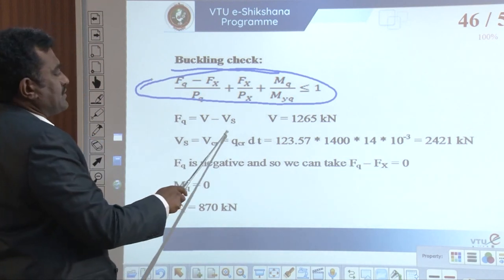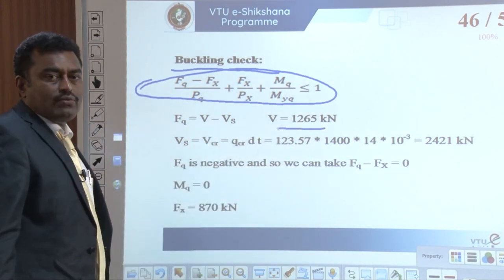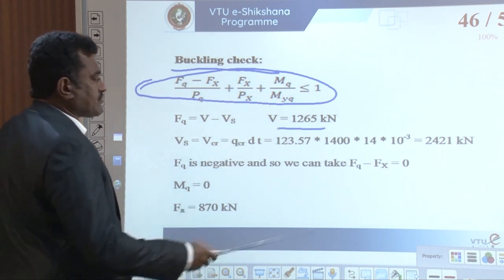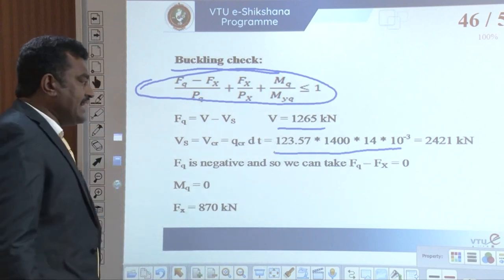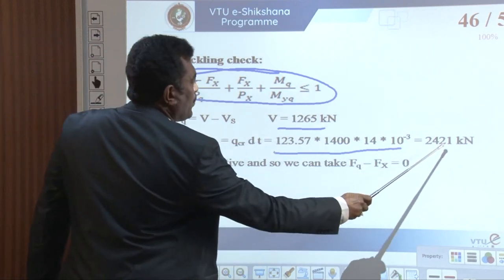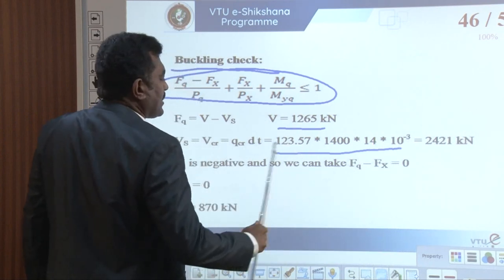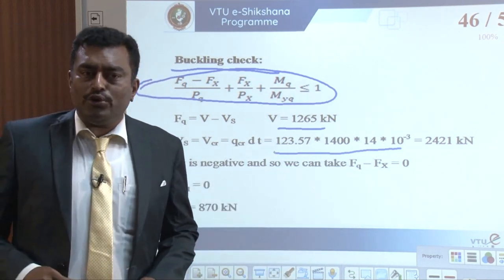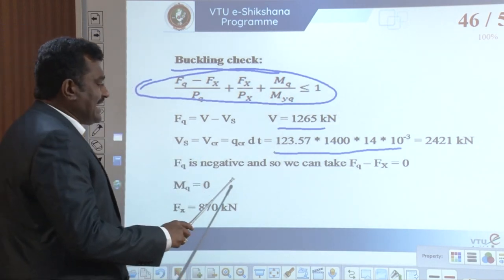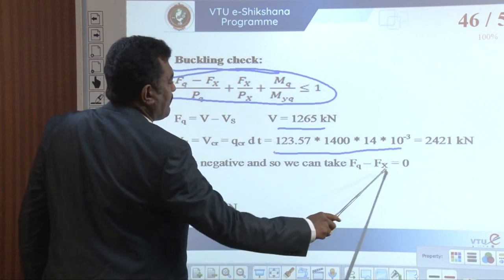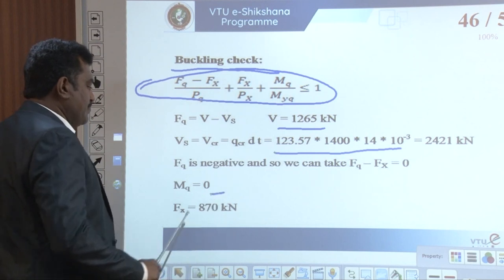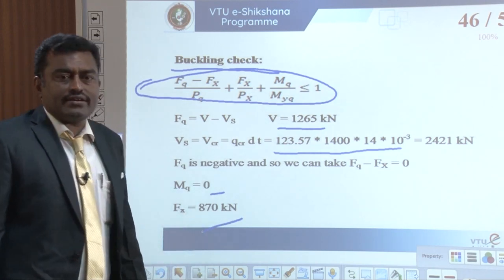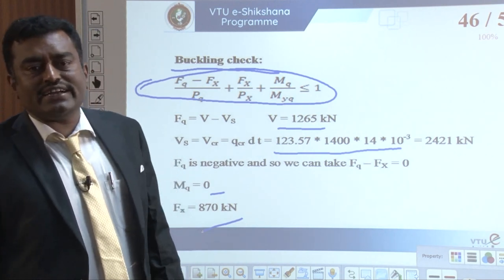Then F_q is equal to V minus V_s, where V is equal to the shear 1265 kilonewton from the load calculation. V_s is equal to V_cr, which is equal to q_cr into D into t. Substituting the q_cr, D and t values, that gives 2421 kilonewton. Then F_q is neglected, so we can take F_q minus F_x equal to 0, then M_q is equal to 0. Then F_x we are getting is 870 kilonewton.